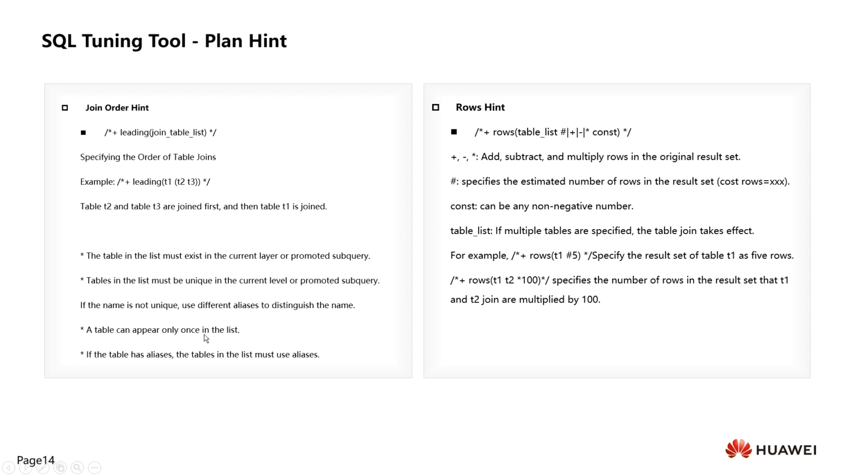We can also use the hint to adjust the number of rows of the intermediate results. By using the rows hint, we can use some algebraic operators to change it, like plus, minus, multiplication, and we can also use this hashtag to specify the estimated number of rows in the result set directly. So for example, we can use hashtag 5 to specify the result set of the table as 5 rows, or T1, T2 times 100 to multiply the number of rows output by T1 join T2 by 100.